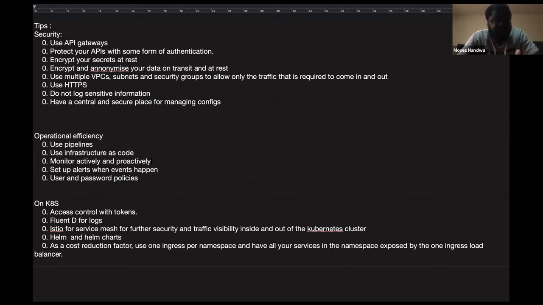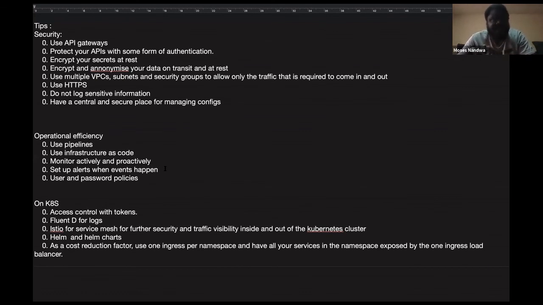Have infrastructure as code. Then the next thing, monitor actively and proactively. Notice when stats go down. Notice when your resource usage goes down or goes up. Notice when APIs take long and action them immediately.